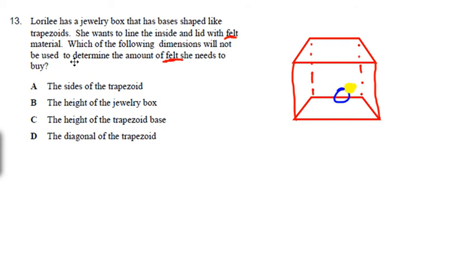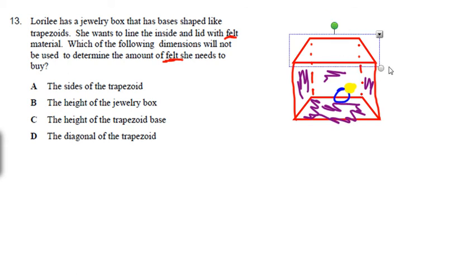Okay, so we want to know if she's lining the inside of this, and let's say it's purple carpet. So it's going to go all along the inside. It's going to go on the sides, on the back, and it's even going to go on the top. So since it's going on the inside, we need all these areas. Since it's a prism, we're going to have these two trapezoids.